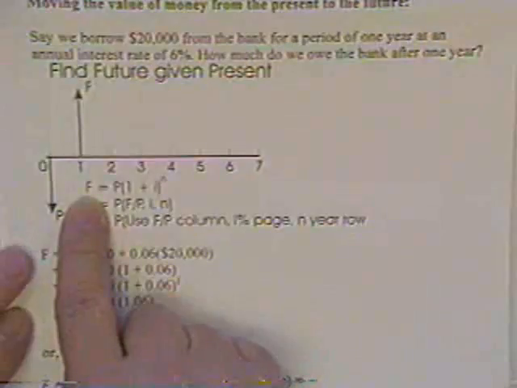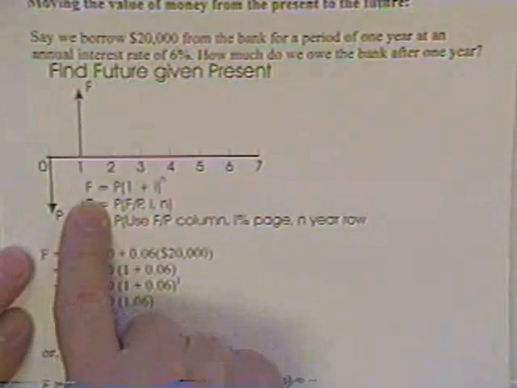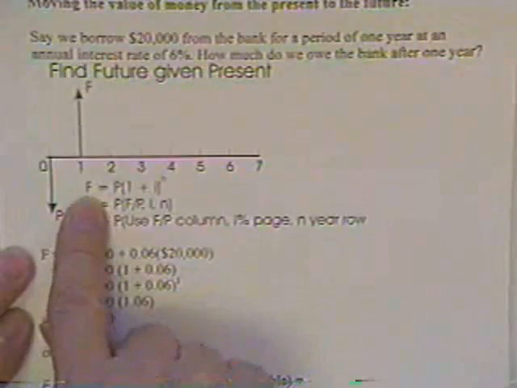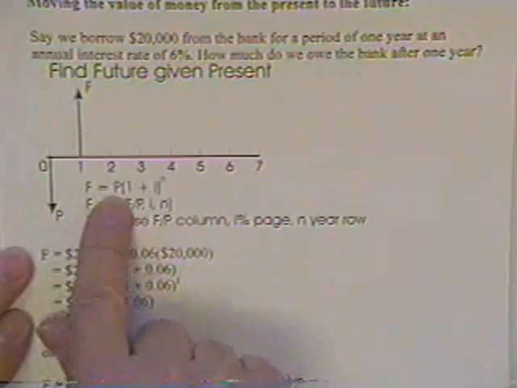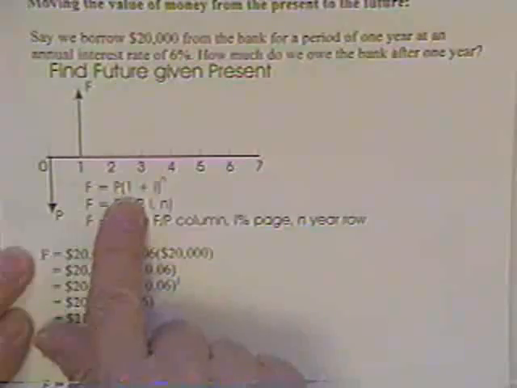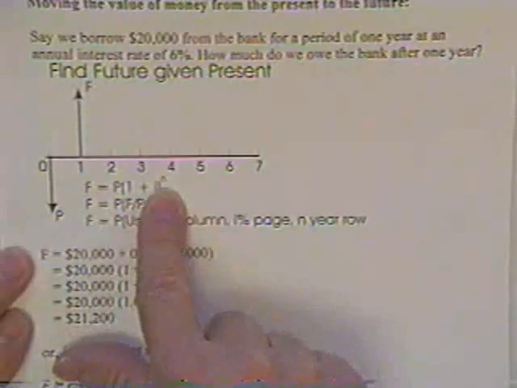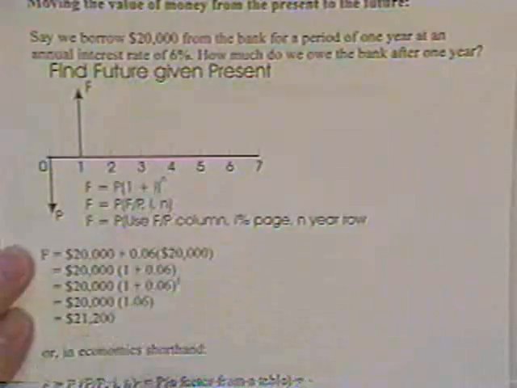And the equation for such use of money is that the future value is equal to the present value times 1 plus the interest rate raised to the number of compounding periods, or in this case the number of years that you wish to borrow the money.